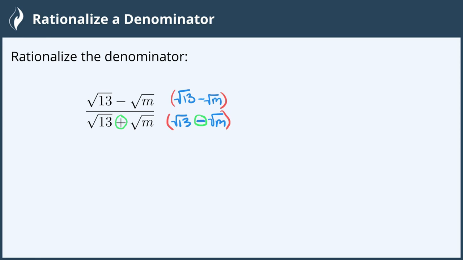Now to multiply these, we do the same process of FOIL: first, outside, inside, last. Because we have on our denominator the square root of 13 plus the square root of m and the square root of 13 minus the square root of m, this follows the same pattern of a difference of squares, which is a squared minus b squared, which comes from a minus b and a plus b multiplied together. This means that for our radicals, when we multiply the conjugates together, we'll end up with the first term squared subtract the second term squared.